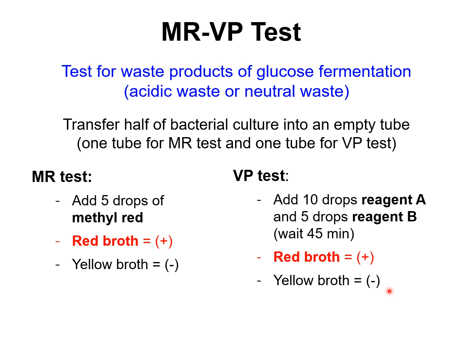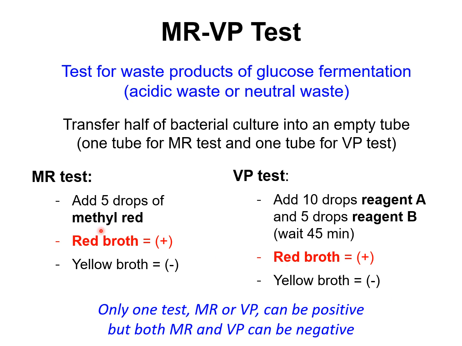Now, you can only have one positive test. No way your bacteria can produce an acidic waste and a neutral waste at the same time. It's either or. My bacteria is either producing an acidic waste or it's producing a neutral waste. So meaning my test is either going to be only positive for the methyl red test or only positive for the VP test. You will never have positive for both.